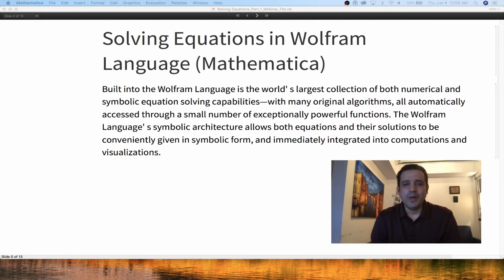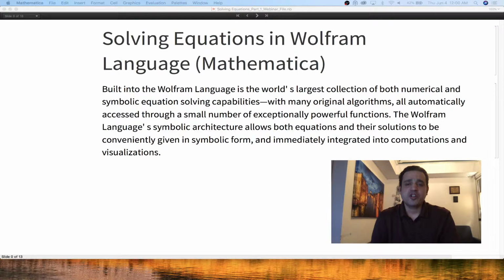Hello and welcome everyone to today's session, which is on solving equations in Wolfram Language. I'll be using Mathematica desktop to conduct this session. This is going to be a very interesting session because, as you know, Mathematica has the combination of both symbolic as well as numeric capability to solve equations.